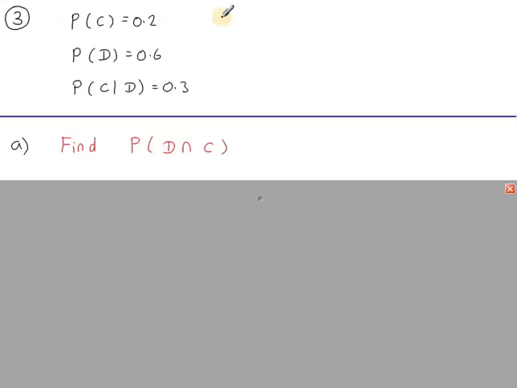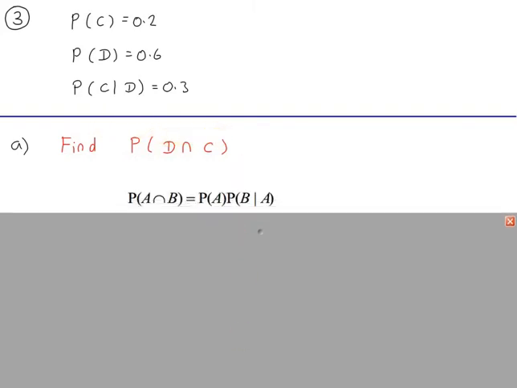Example 3. We're given some probabilities, including a conditional probability. We're using events C and D. We have to work out the probability of D and C. So we start with the formula, only that we've got some generic letters in the formula. We're using A and B, but we're not using A and B here. We've got D and C. So we have to make some changes.